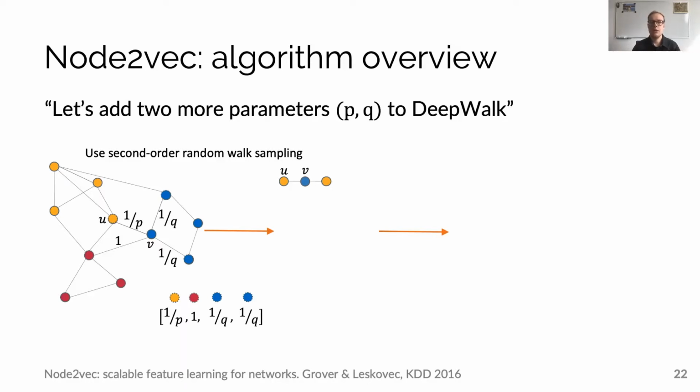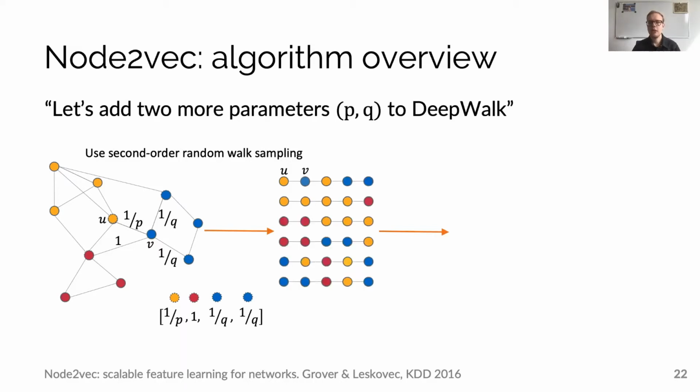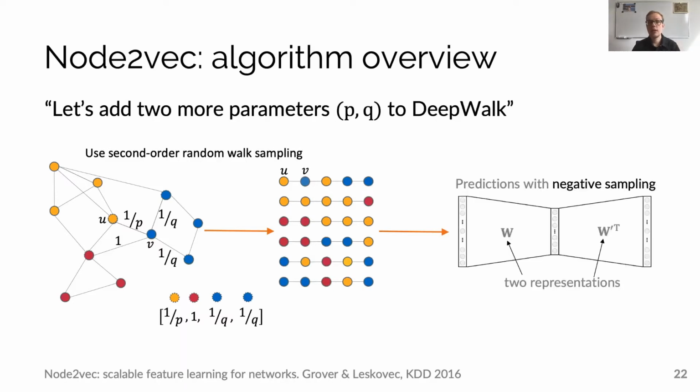And we pick, for example, to go back again, if the parameter P is low, we will go to the previous node with a very high probability. Then we generate this corpus of random walks, and as before, we train the single layer neural network with negative sampling on this corpus.